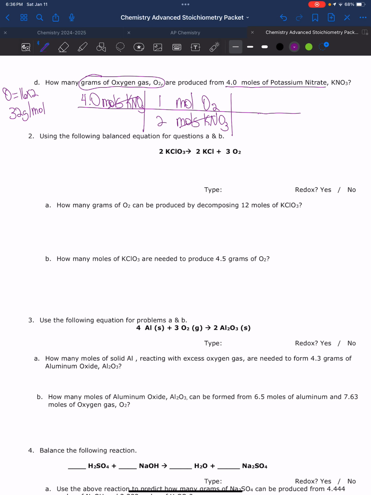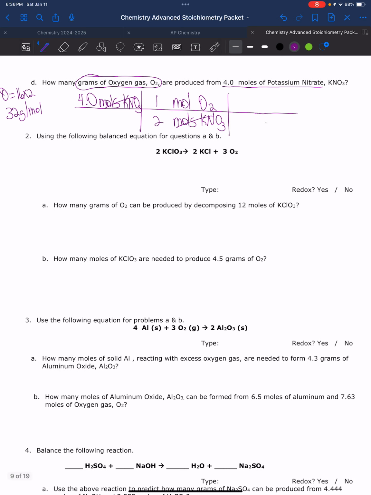oxygen. But I'm not done because I'm asked for grams of oxygen. So I bring my mole of O2 diagonally down, gram of O2 in the numerator. So 1 and 32. So moles of O2 cancel, and we're left with grams in the numerator. So 4 times 32 divided by 2. So 64. We can make 64 grams of oxygen gas.